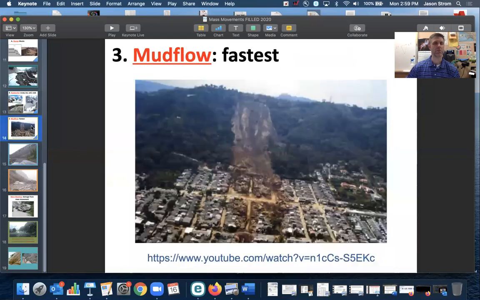Let's see, the next one, the fastest one, mud flow. The reason it's the fastest is because it has such a high water content. It's obviously going to be thicker than water, so it's not going to flow as fast as water, but it's pretty close. These are very fast. Often there isn't a lot of warning that this is going to happen, so you can't really plan for it or get away from it. And they can be extremely deadly and extremely dangerous.